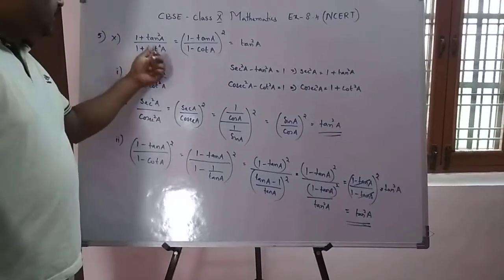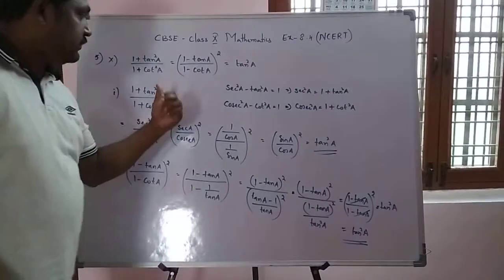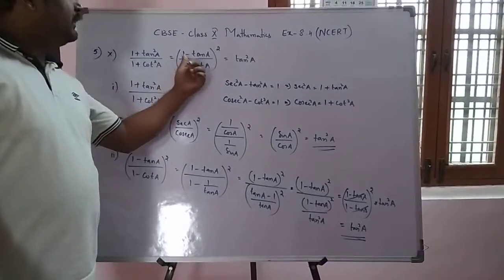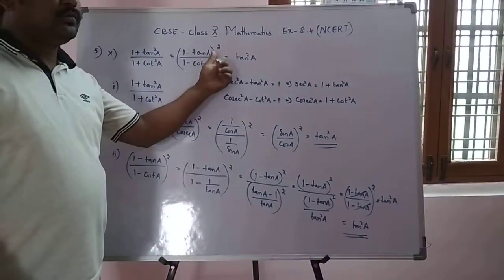Therefore, we are able to show both the first function, which is (1 plus tan square A) by (1 plus cot square A), equal to tan square A, as well as the second function (1 minus tan A) by (1 minus cot A) whole square equal to tan square A.